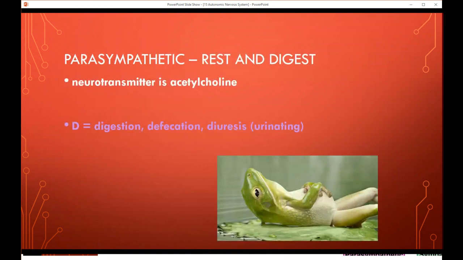In the parasympathetic case, this is rest and digest, like that little frog there just hanging out. Okay, the typical neurotransmitter here is going to be acetylcholine. We talk about this with our D's. So we're digesting, we're defecating, that's pooping, and we're doing diuresis, which is peeing, urinating.